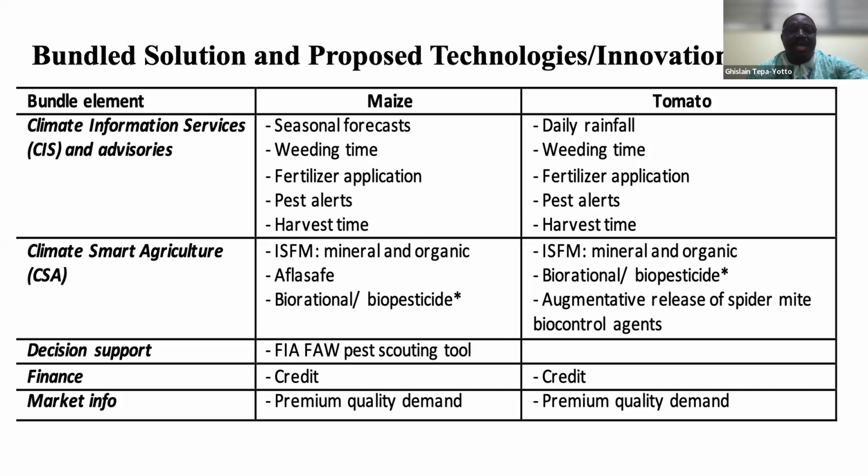So we are looking at integrated soil fertility management, in terms of smart use of mineral and organic fertilizers. We are looking at aflasafe to fight aflatoxins. And we also want biorational or cost-effective biopesticides to be part of this package of climate smart agriculture products that can really help tackle issues related to pests and diseases.